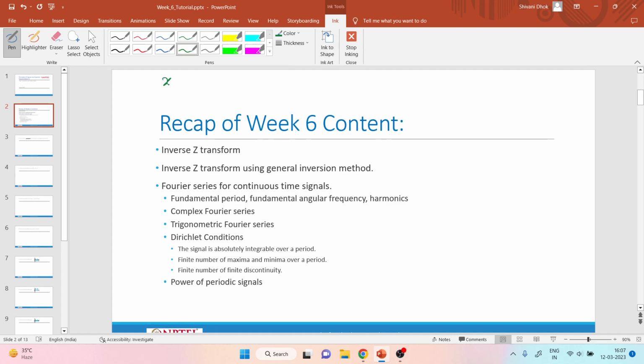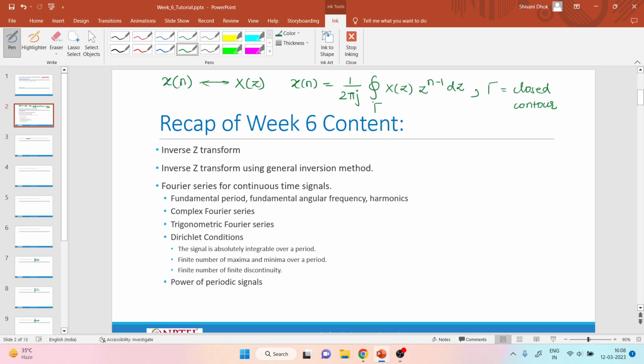If we have a discrete time signal x of n, and if its Z transform is X of z, then we can recover this x of n from X of z using the inverse Z transform, which is given by the formula 1 upon 2 pi j contour integral over gamma X of z z to the power n minus 1 dz, and this gamma is basically a closed contour which encloses all the poles of X of z into z power n minus 1 in the counterclockwise sense.